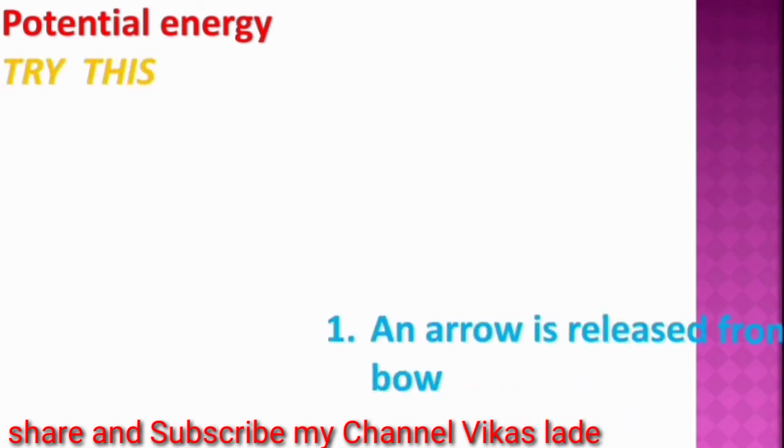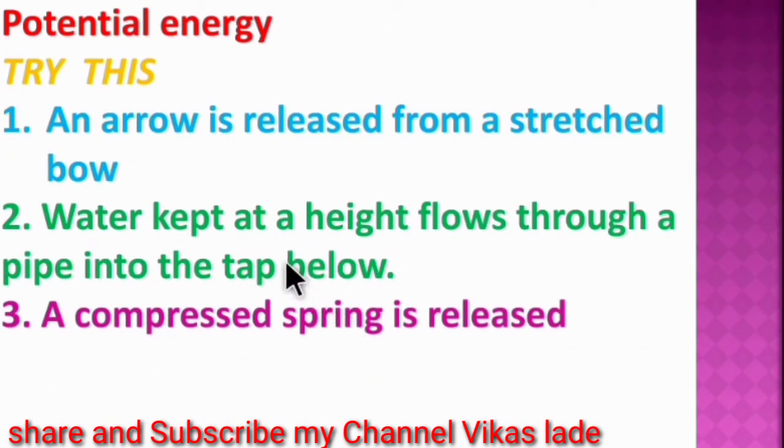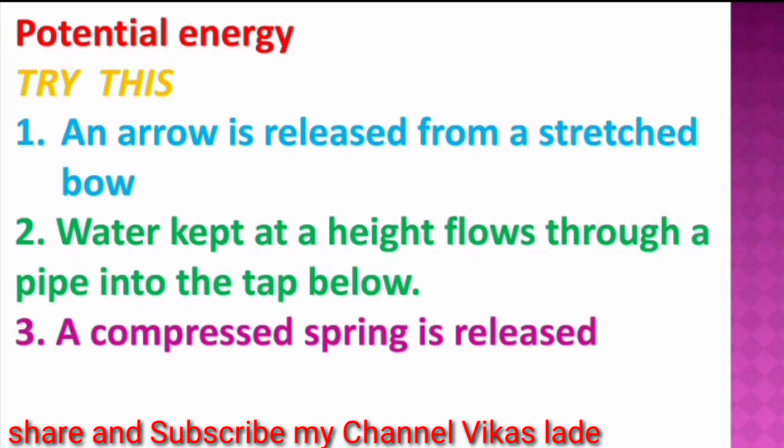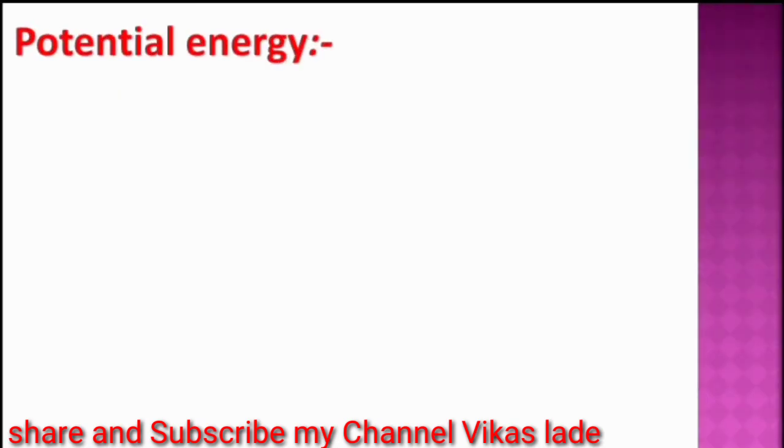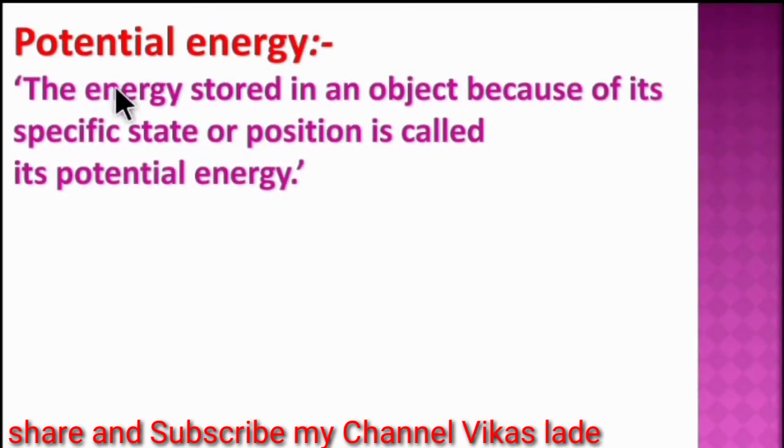In the above three examples, which words describe the state of the object? Answer of this question, stretched, kept at height and compressed. Second question, where did the energy required to cause the motion of the object come from? Answer of this question, the energy required to cause the motion came from the energy stored in the system, that is potential energy of the system. Definition of potential energy: the energy stored in an object because of its specific state or position is called its potential energy.